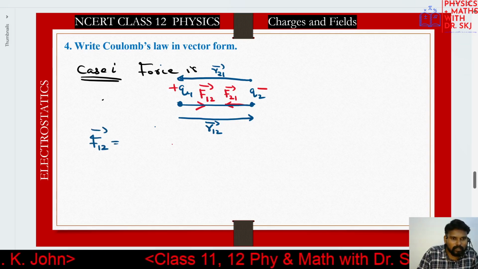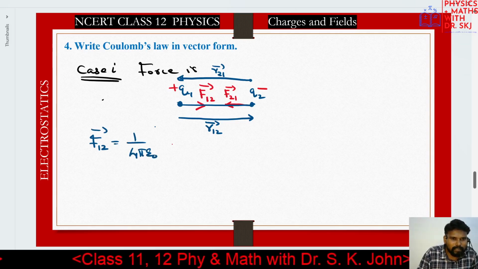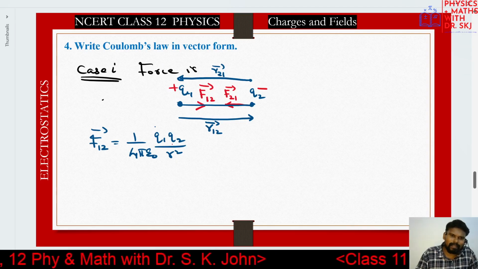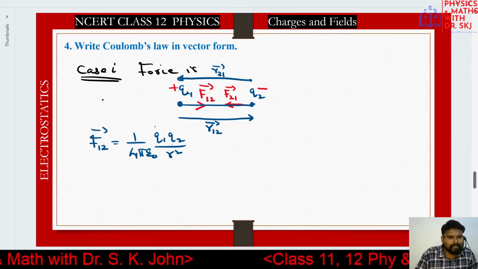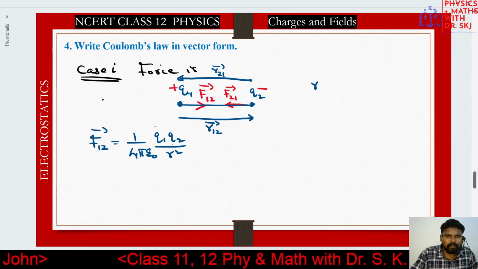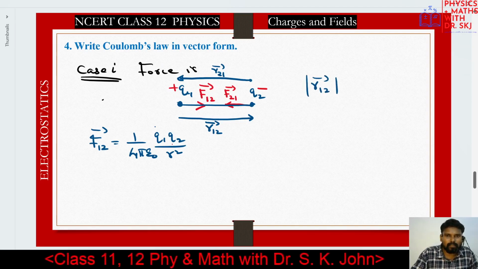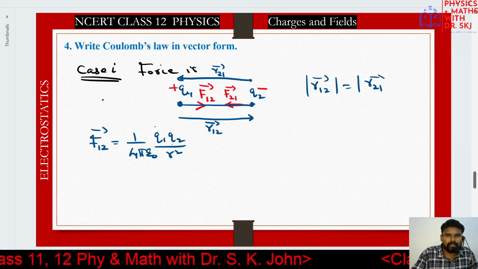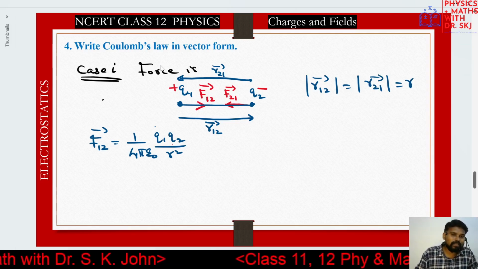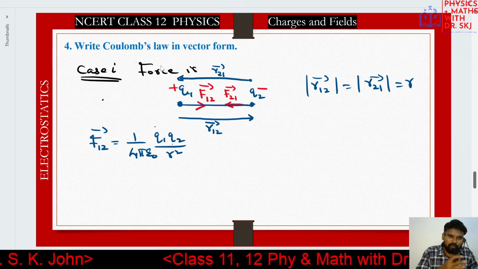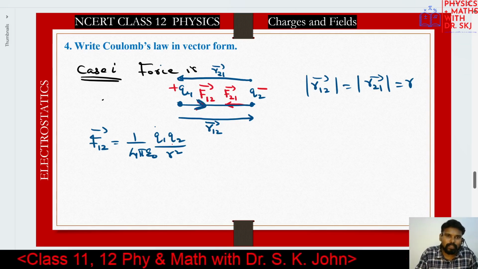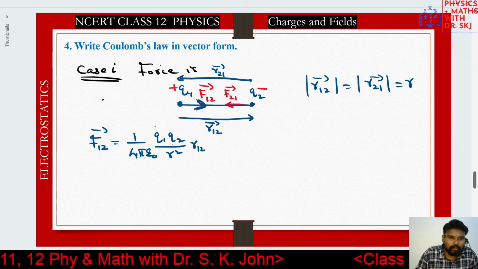F12 is equal to 1 by 4 pi epsilon 0, suppose air or vacuum is the medium, Q1 Q2 by R square. Or you can write R12 square, no problem. But the modulus of R12 is equal to modulus of R21, so you can simply write it as R. But to show the direction, what is the direction of F12? It is to the side of 2, from charge 1 to charge 2, to the right. To give that direction, I will write R12 cap.